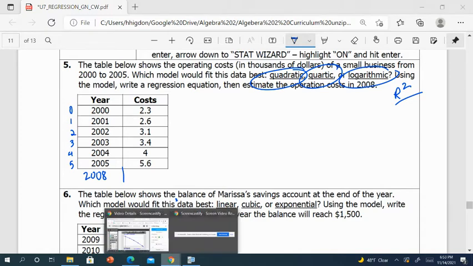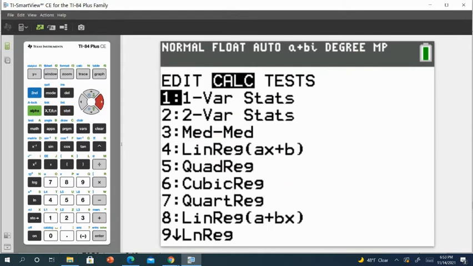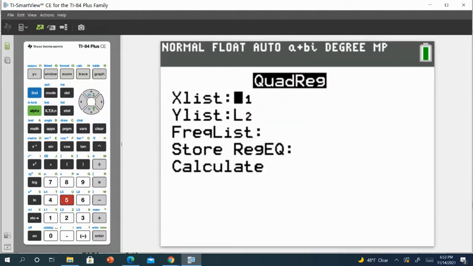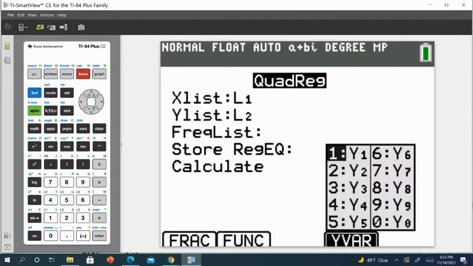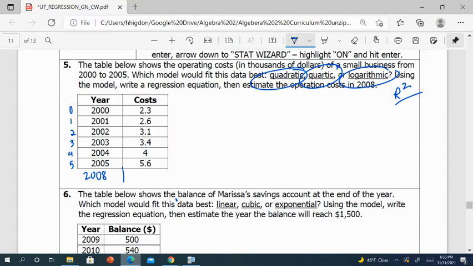I'm going to go back to my calculator, and I'm going to do stat, calc. The first one was quadratic, so I'm going to select number 5. And honestly, y'all, it doesn't matter if you store these regression equations here, because right now we're just trying to compare. So the R squared value for quadratic is 0.9699. And this was quadratic.